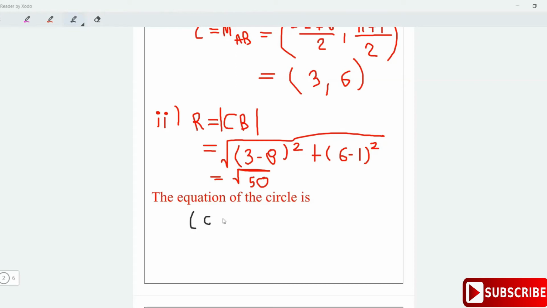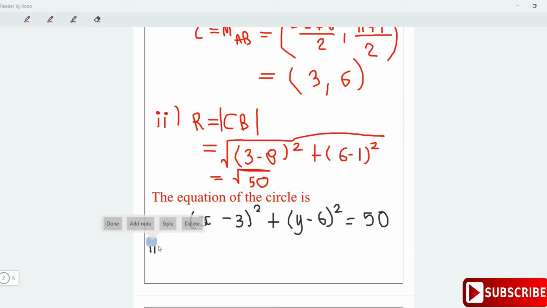So it is (x − 3)² + (y − 6)², and that is equal to r², which is 50. That's the equation of the circle. Nice. That is part 2. Easy, easy, easy, soft. Let's look at part 3 now.